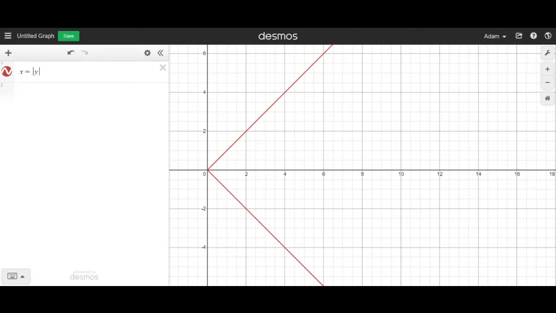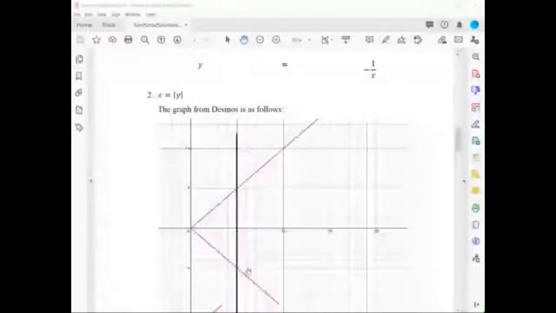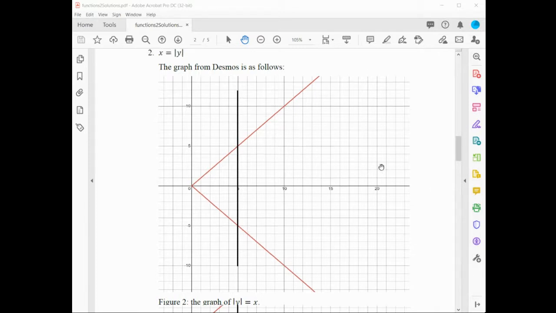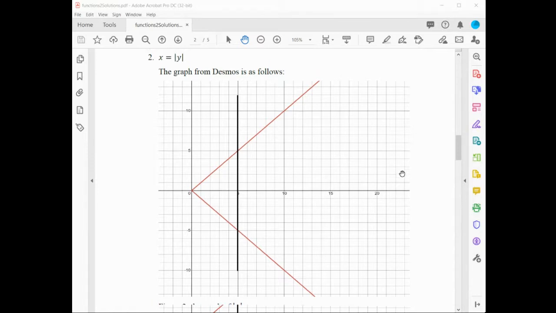Hopefully you can see from here, and from the solutions, which I will post on Blackboard, that I drew a black line segment, which really is a line, but it intersects the graph twice. And because it intersects the graph twice, this graph fails the vertical line test. So y is not a function of x. So we don't get y in terms of x here. I don't think you can anyway from this.